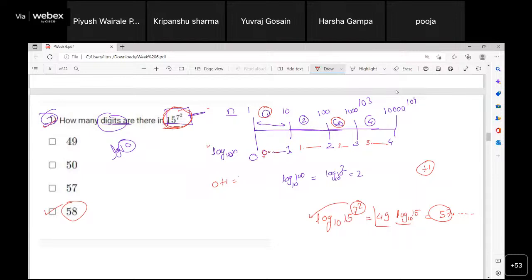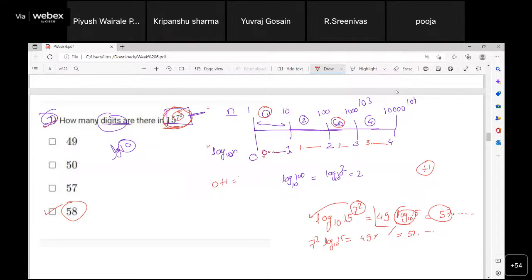Yeah. 7 square, it is 49, right? I'm bringing this down. So that is 7 square log of 15 to the base 10. So that is 49. If you multiply 49 with the value of this particular expression, you will get something like 57 point something value. So why should we add one to the answer?